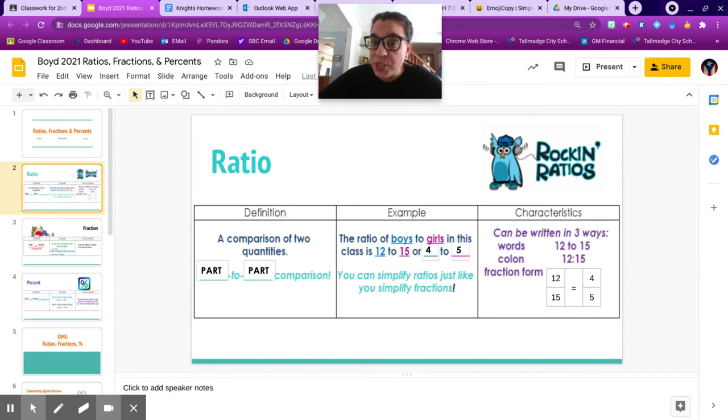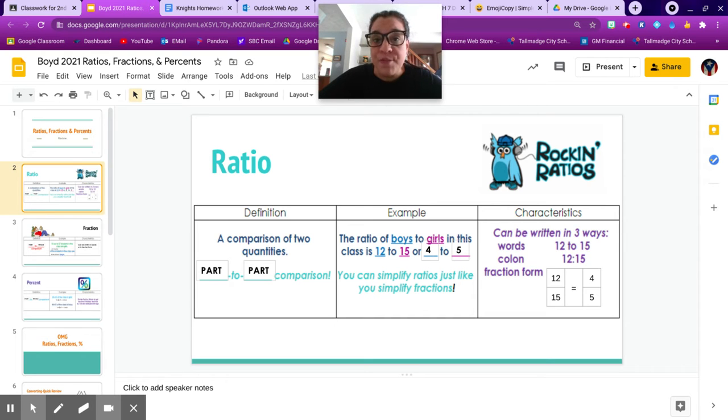Now, it's important to know that a ratio is a part-to-part comparison. That means we're comparing one part of something to another part of something. So, for example, I can write the ratio of boys to girls in this class is 12 to 15. Since it's boys to girls, the number of boys goes first, 12 boys. The number of girls goes second, 15 girls.